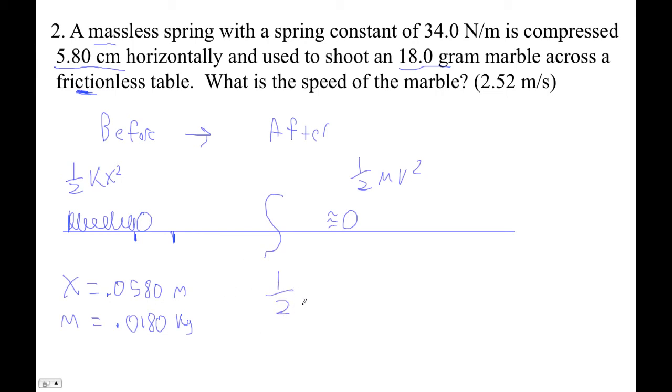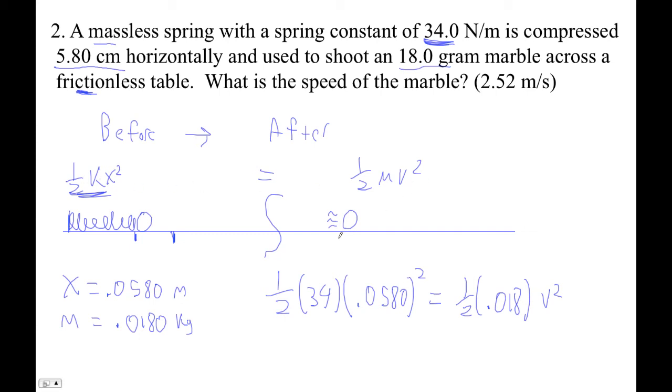Let's just go 1/2 times 34. That's our k. So we're saying 1/2 kx squared equals 1/2 mv squared. And then this is 0.0580 squared, and that turns into 1/2 times 0.018 v squared. Now, probably if you're watching this video, you probably understood this long ago. You just don't understand how to turn centimeters into meters or grams into kilograms. So you hit stop in disgust a while ago, I imagine.